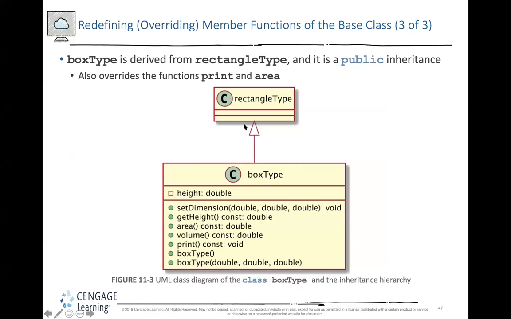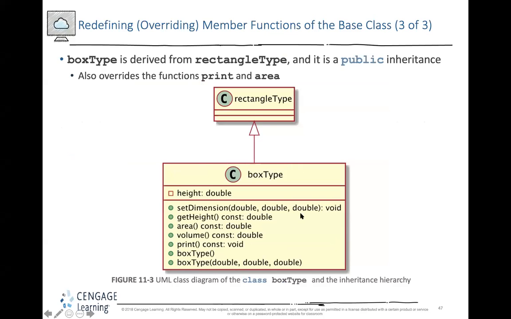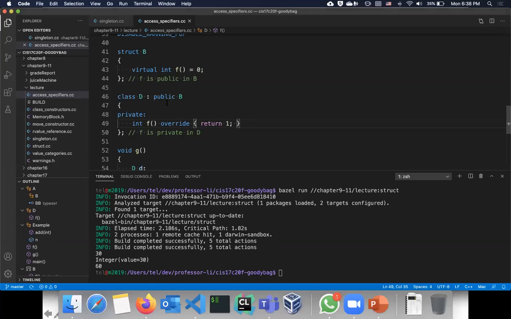We have a rectangle type. Let's say a rectangle has a length and a width, and you have a bunch of functions for what you can do with the length and the width as part of a rectangle. And let's say you also have a box type that is a rectangle type. So this is a relationship, you're defining that inheritance. In code, it means you have the rectangle type here as a base class after the colon.